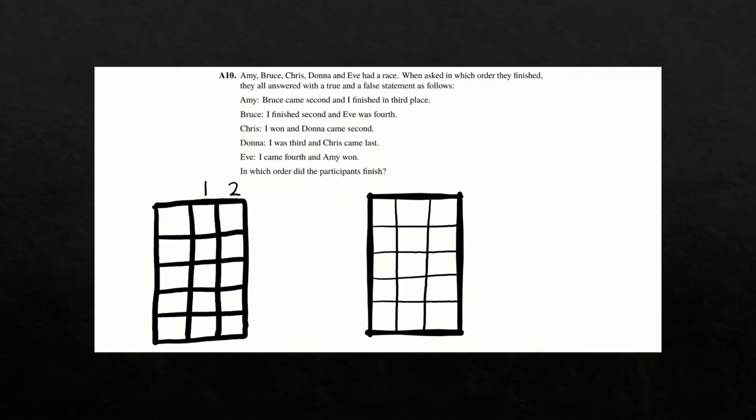In order to solve this question, we need to use a table, as shown here, where the first column has each of the names, Amy, Bruce, Chris, Donna, and Eve, and the second and third column are for the first statement and the second statement.